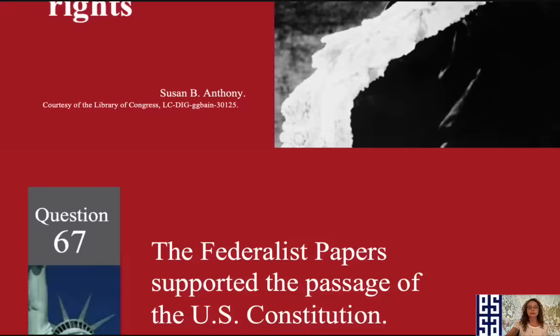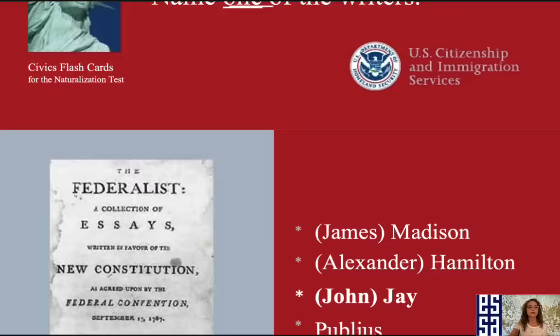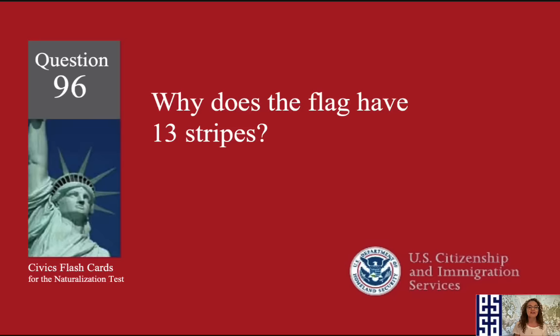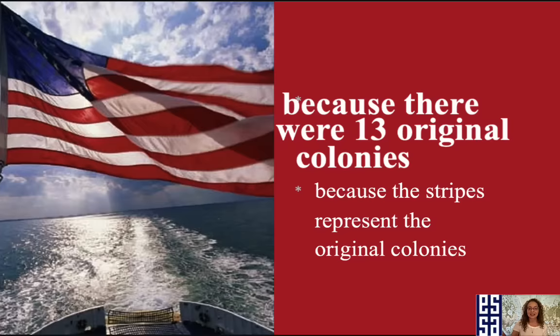The Federalist Papers supported the passage of the U.S. Constitution. Name one of the writers. John Jay, or just Jay. Why does the flag have 13 stripes? Because there were 13 original colonies.